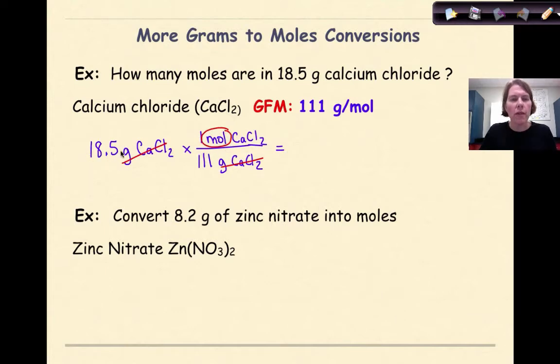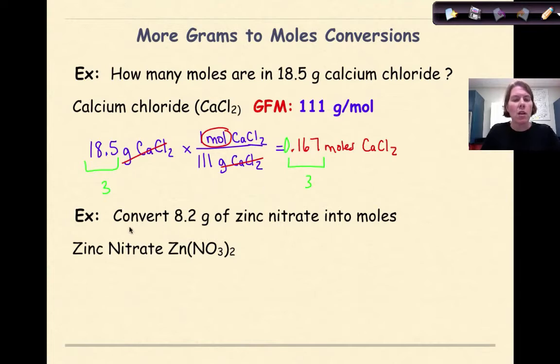So 18.5 times 1 divided by 111 is going to give me 0.167 moles of CaCl2. Let's look at significant figures. I have 3 significant figures to start with. I have 3 significant figures at the end. I'm good. Could I put a 0 here as a placeholder? Of course I can, but that is just as a placeholder. That is not considered significant.